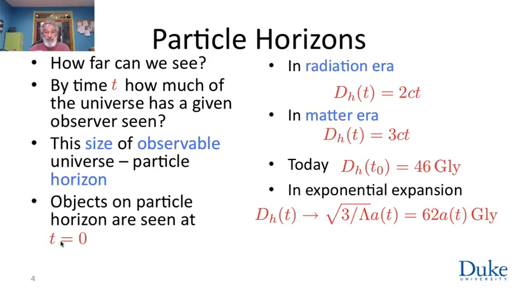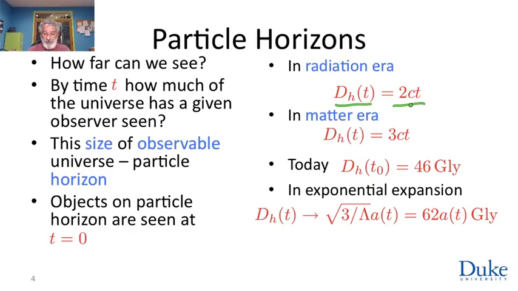Now, of course, in the radiation era, for example, you solve the equations and you see that the distance to the particle horizon increases with time. In fact, it increases linearly as 2ct. So if you are looking at the universe a second after the Big Bang, you can see 2 light seconds in each direction. Note, 2 light seconds, despite the fact that light is moving at the speed of light.